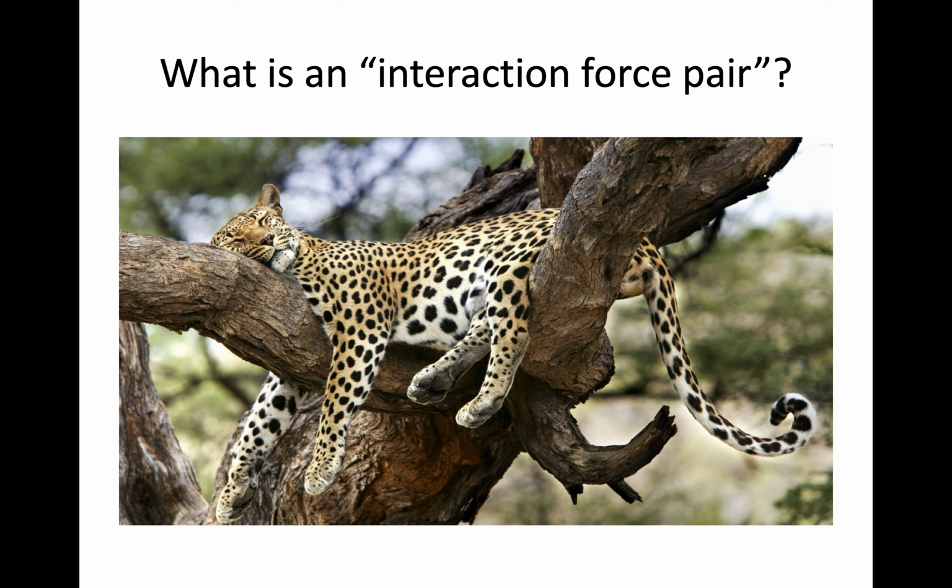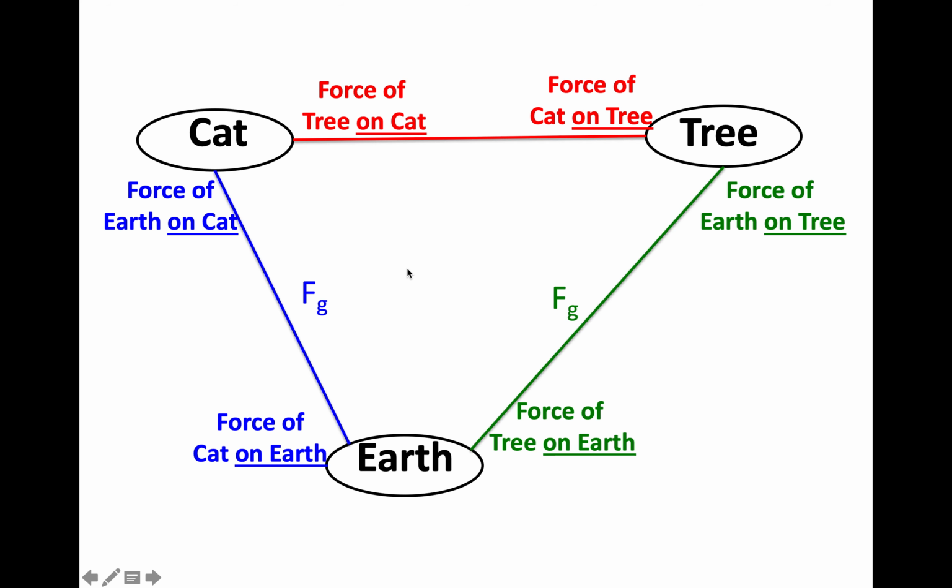So first of all, we reviewed what is an interaction force pair. An interaction force pair is when two objects are interacting, such as the leopard and the tree are in contact, so we know they're interacting. They each exert a force on the other object. So the leopard is exerting a force on the tree, and the tree is exerting a force on the leopard. So that's an interaction force pair. In the situation with the cat or the leopard, we'll call him a cat now, there are 3 interactions.